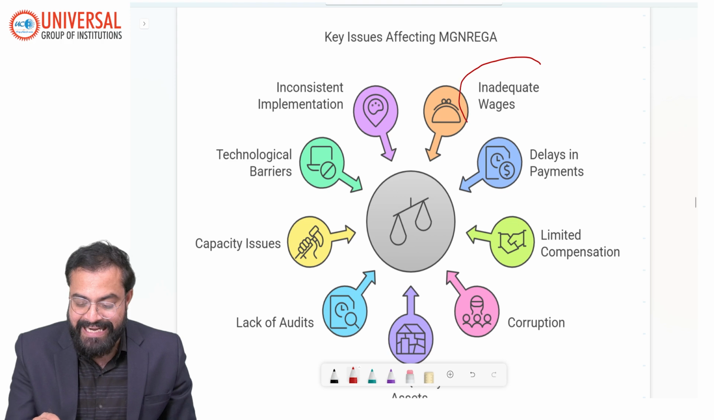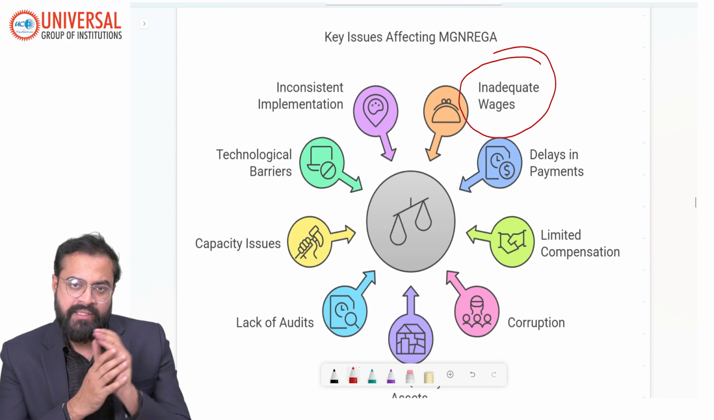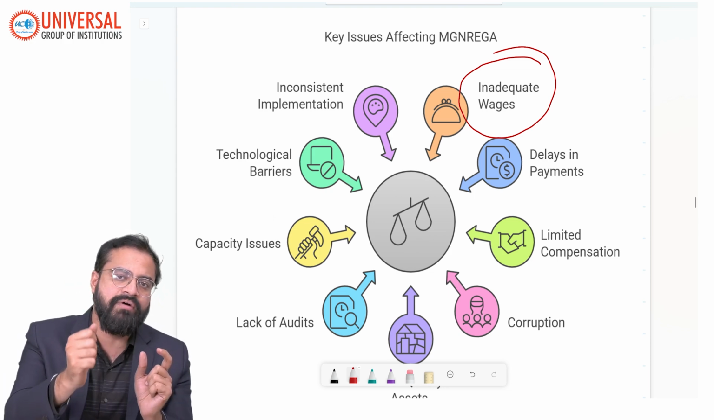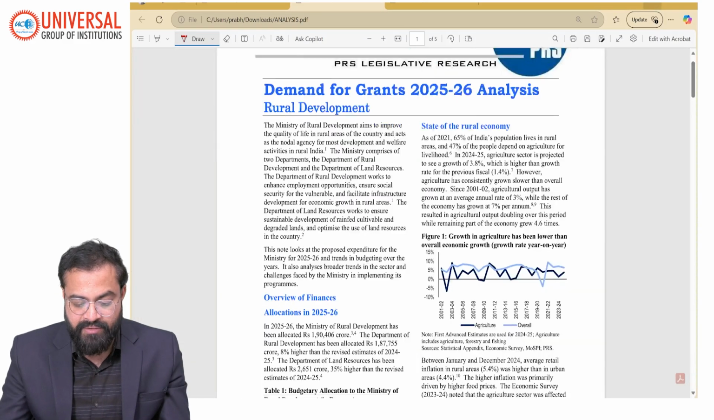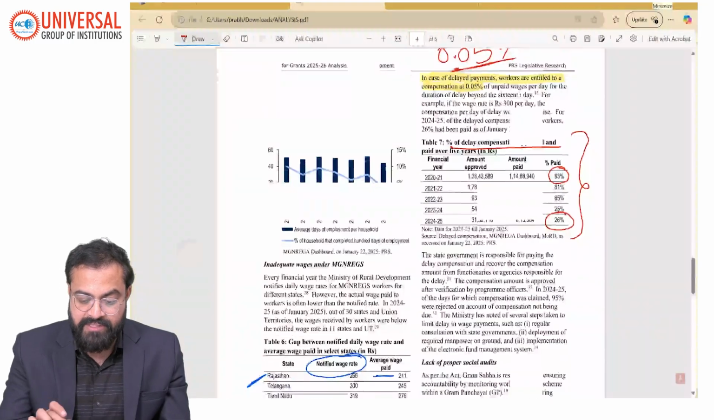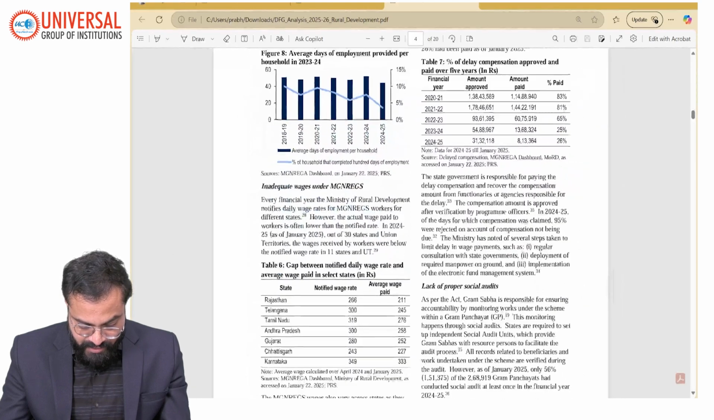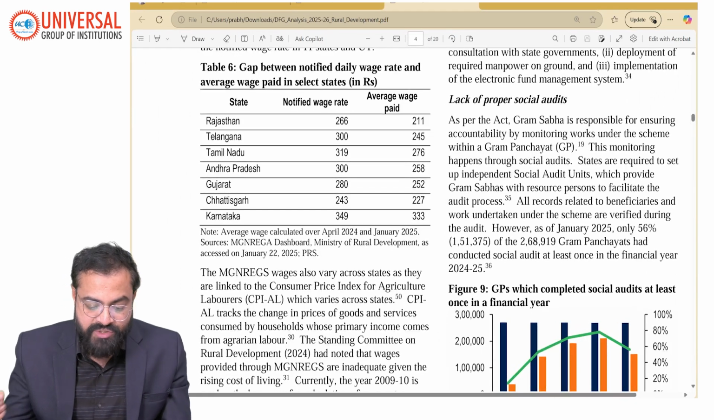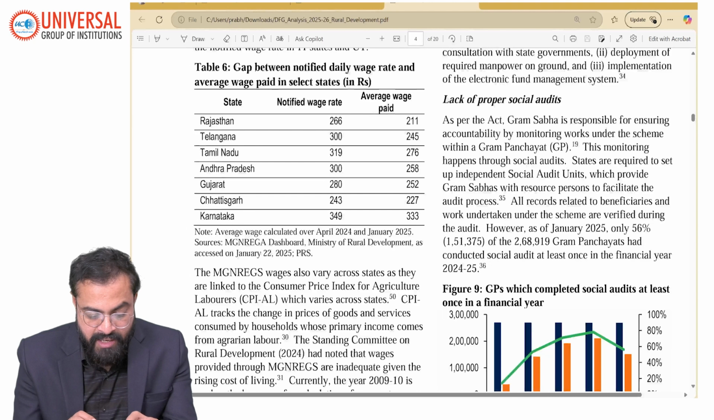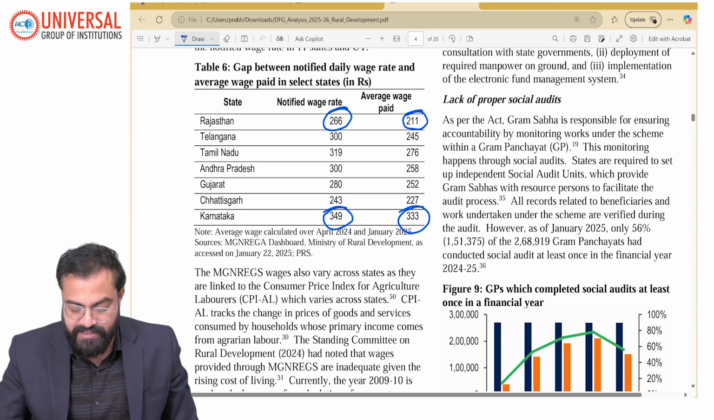The first one happens to be inadequate wages. See, even though the central government has notified the wages, the notified wages and the wages being offered to the workers are different. That means there is a difference between the wages notified by the government and the wages given by the state governments. Can you see very clearly the gap between the notified daily wage rate and the average wage paid? Look at the state of Rajasthan, the wage prescribed is 266, and 211 is being given. Karnataka 349 and 333. That is point number 1.